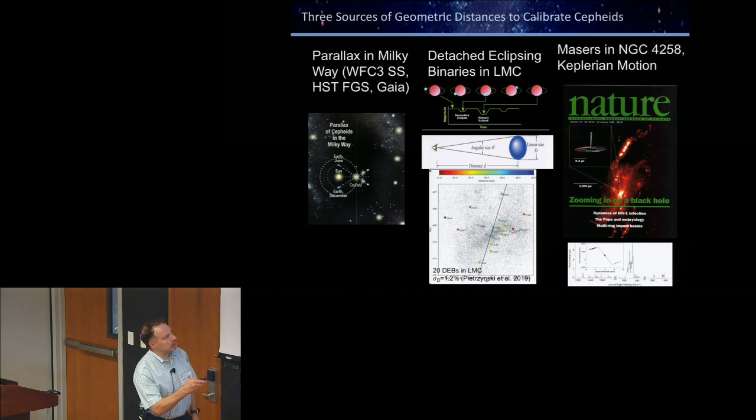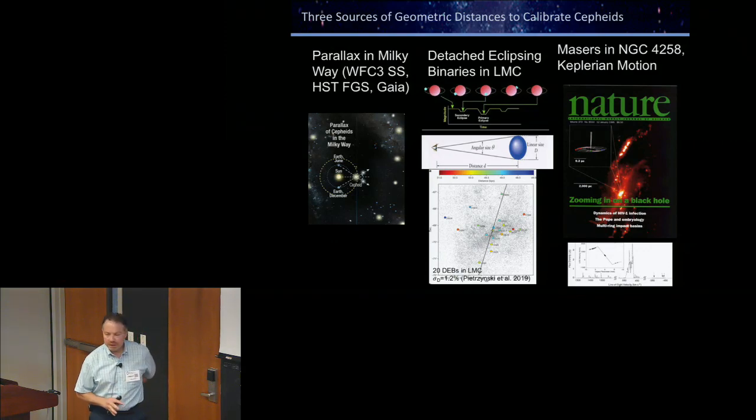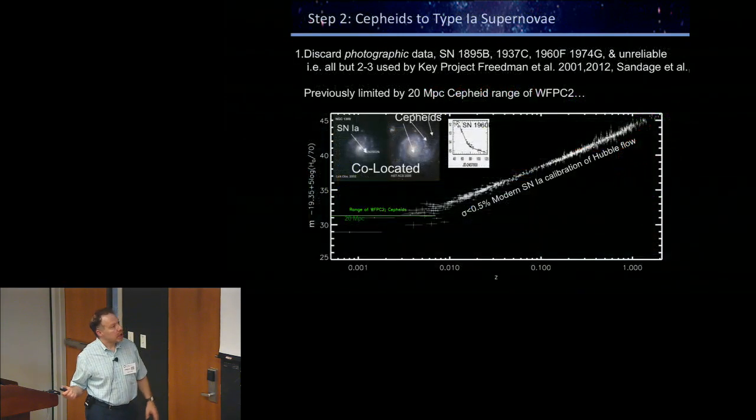And then the masers, water masers, which orbit NGC 4258 in Keplerian motion. These have been tracked for 15 years and give a very precise distance to that system as well. So these are all the different calibrators that we can use. Okay, let me go on to step 2.